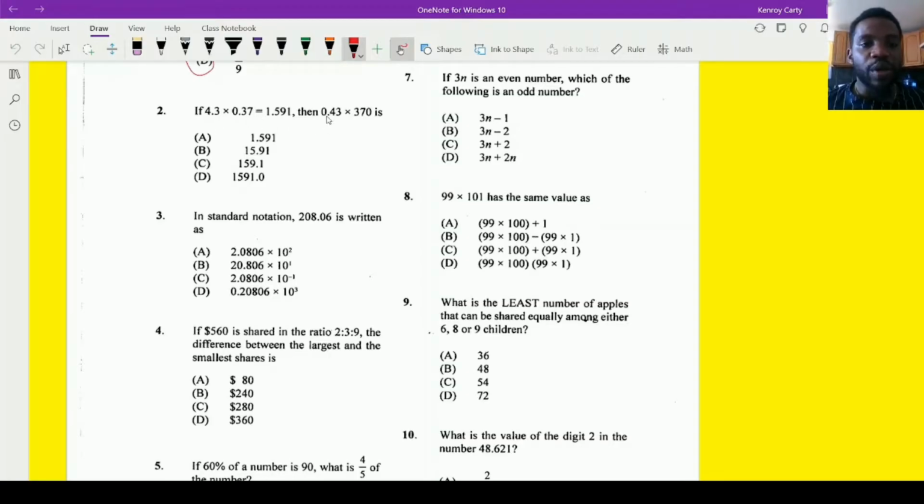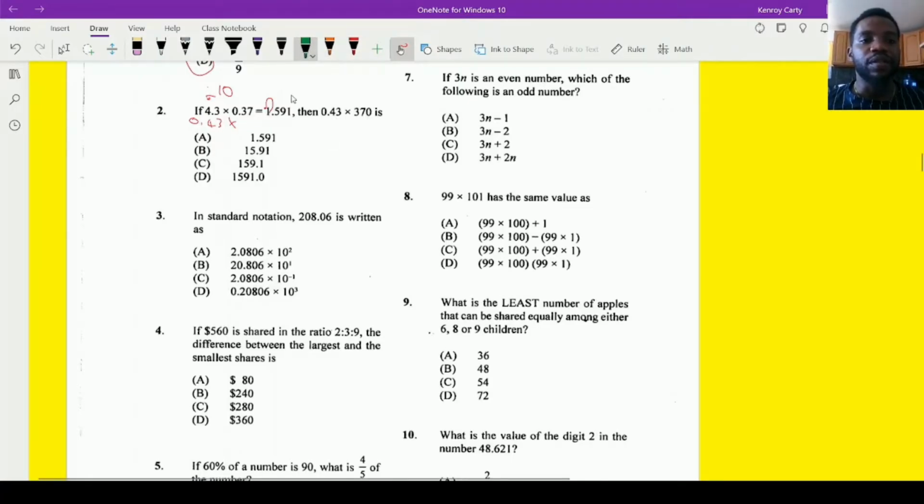So the question is, how do I get from 4.3 to 0.43? I would have to move one place backwards, which is symbolic to dividing by 10. All right, so this will become 0.43. Now, if you divide one part of it by 10, the answer would also be divided by 10 whenever you're multiplying. So this is also going to move one place backwards. All right, very good. Now you have 0.37 and it becomes 370.